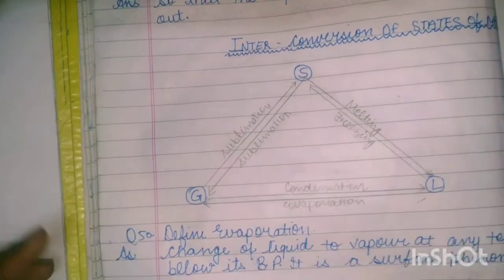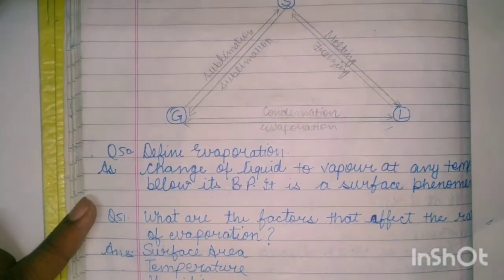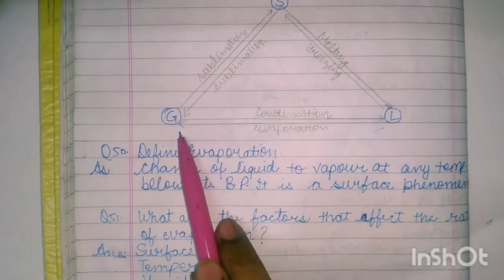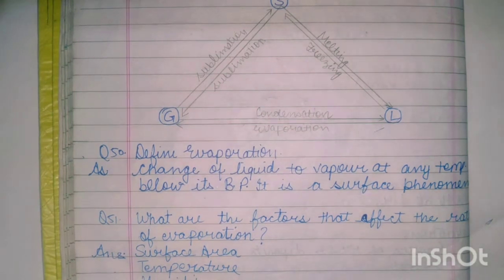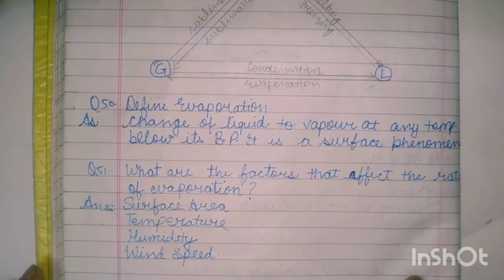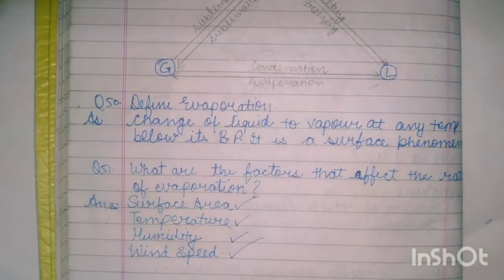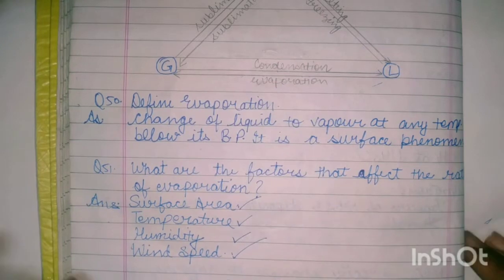Define evaporation. Not a new term to you. You all know what is evaporation, but I am repeating. Change of liquid to vapor, liquid to gas at any temperature below its boiling point is known as evaporation, and it is a surface phenomenon. Now what are the factors that affect the rate of evaporation? We have 4 factors: surface area, temperature, humidity and wind speed. We will study these one by one, how they affect the evaporation rate, and this is the last part of your chapter.